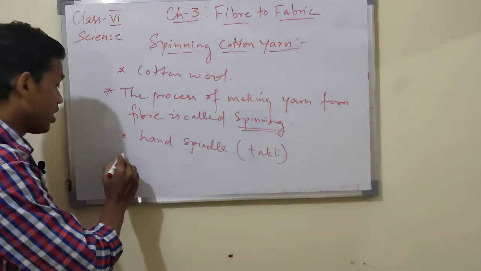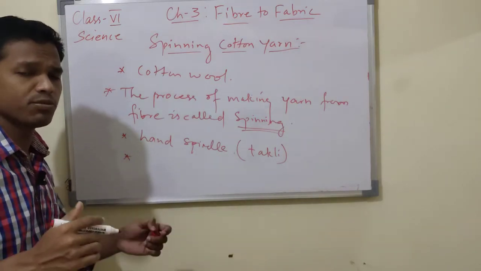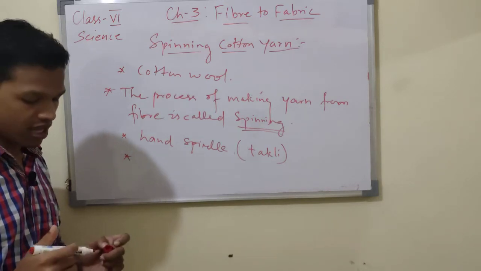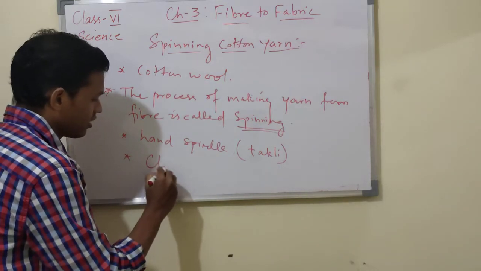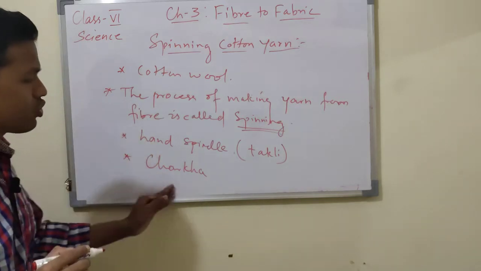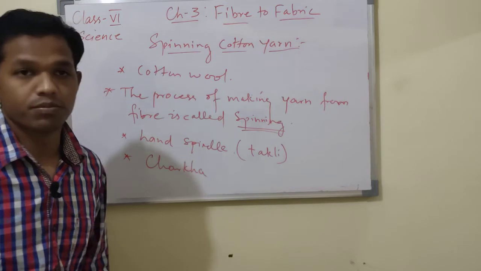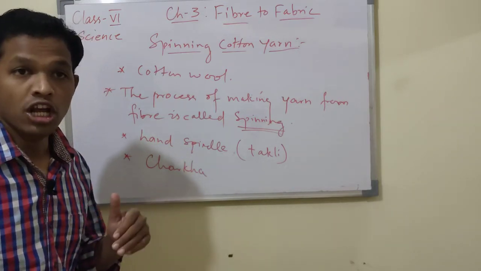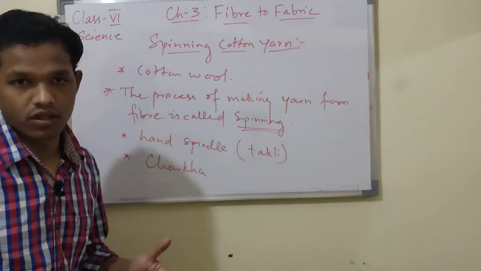Another spinning device was used by Mahatma Gandhi during the independence movement. They used this, and it was popularized. This chakra was popularized during the independence movement. Mahatma Gandhi used this spindle, known as the chakra, during the British rule of our country. Mahatma Gandhi's clothes were made from homespun yarn.